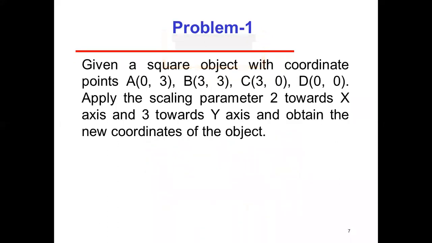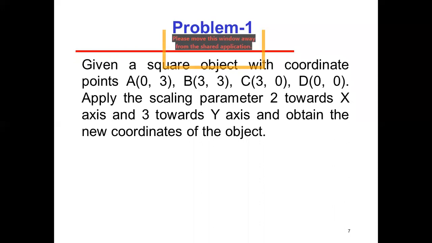Now again we will solve a problem. Given a square object with coordinate points A(0, 3), B(3, 3), C(3, 0), D(0, 0). These are the vertices A, B, C, D, the initial coordinates. Apply the scaling parameter 2 towards the x-axis and 3 towards the y-axis and obtain the new coordinates of the object.